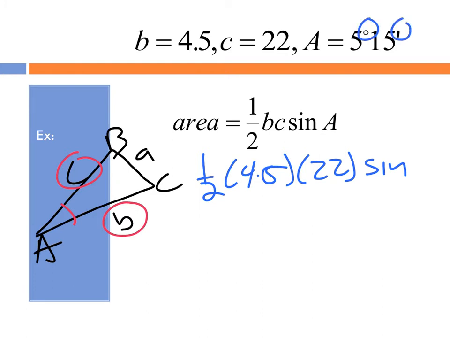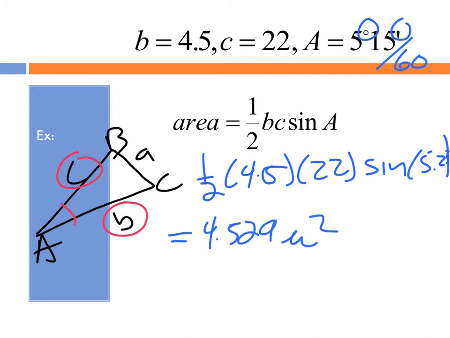Remember to convert the minutes into a decimal, divide by 60, so I have approximately 5.25. That's kind of messy. So it's 5.25. Alright, when I go ahead and simplify that, I'm going to get that the area is equal to 4.529, and again, units squared.